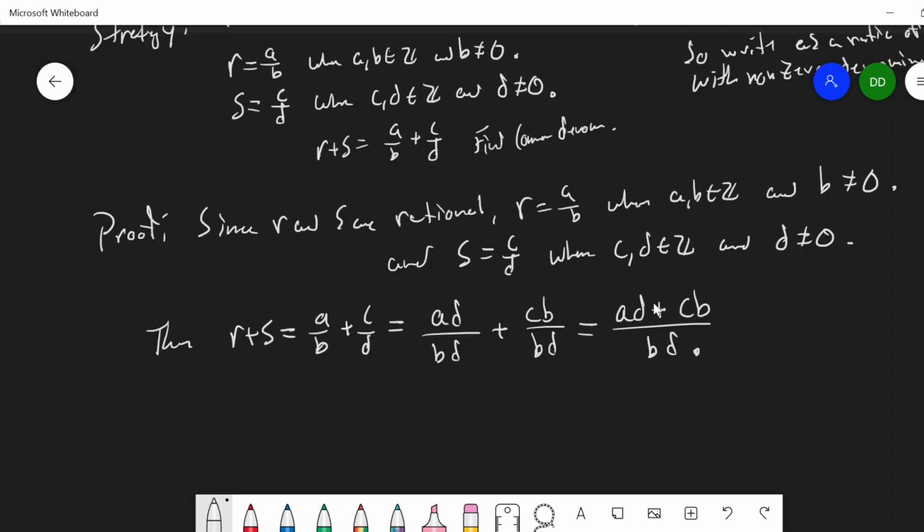I've now expressed R plus S as this ratio, and now I just need to conclude that the numerator is an integer, the denominator is an integer, and the denominator is not equal to 0. So I'll say since A, B, C, and D are all integers, AD plus BC is an integer. That's that property of integers that we looked at. And also BD is an integer, that product is an integer.